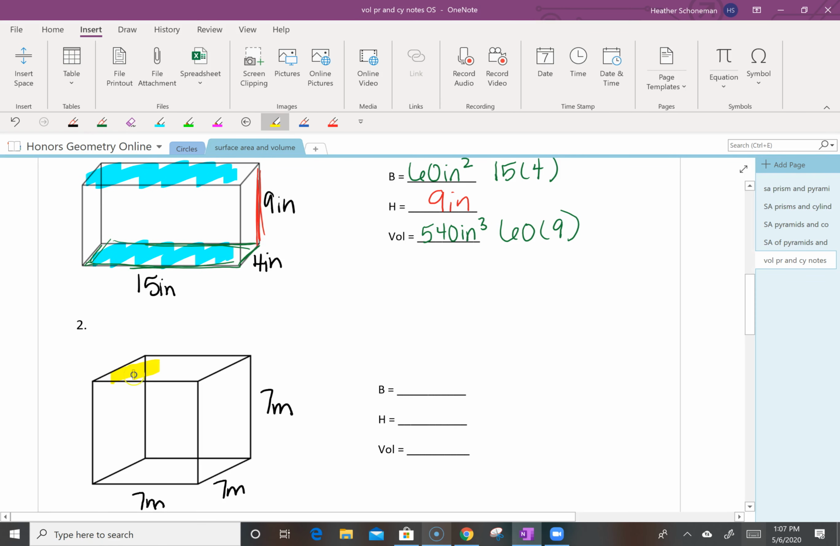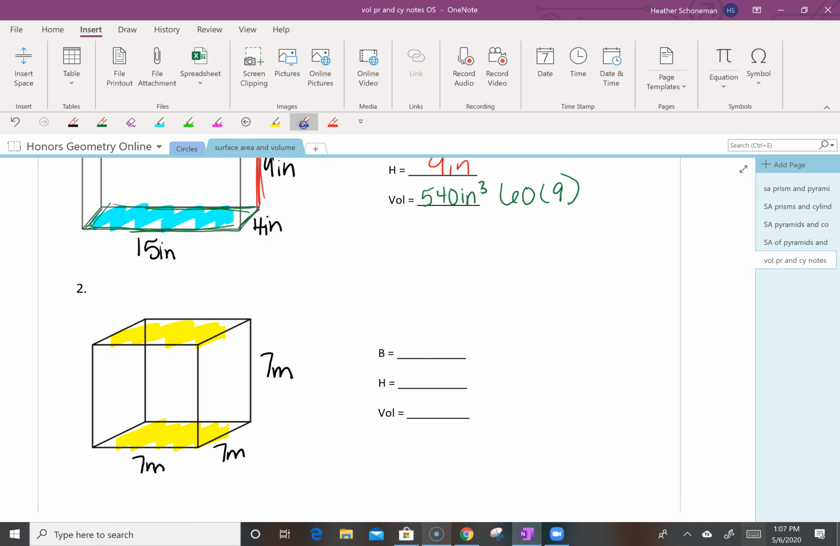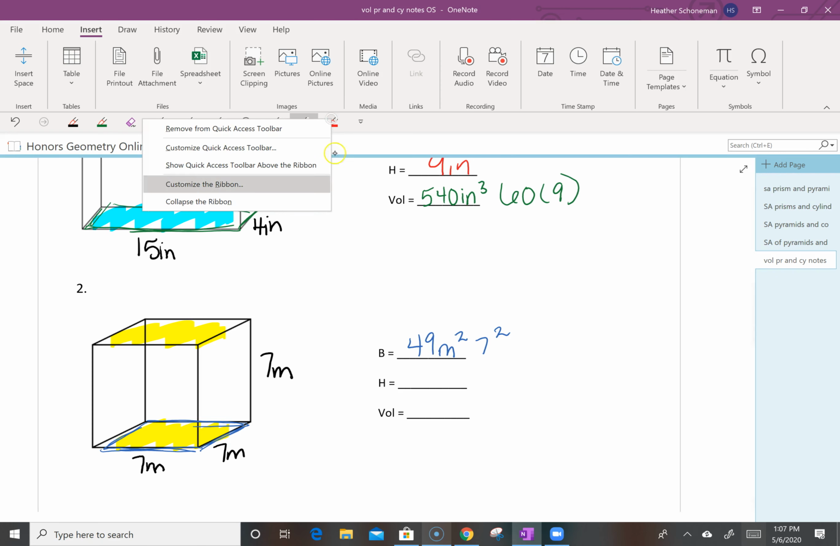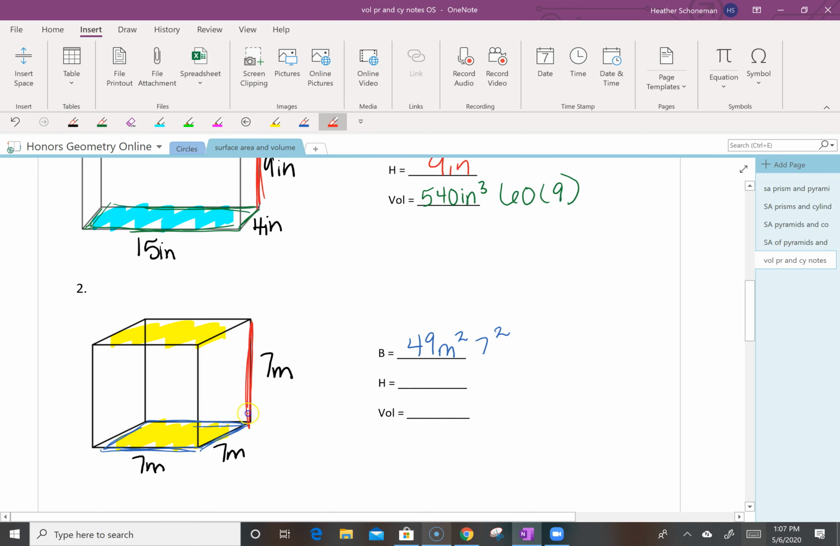All right, let's try another shape. This one is a cube. A cube is a prism because it's got two bases and all the sides are straight. Okay, so capital B is the area of one base. Well, this shape right here is a square. The area of a square is side squared. So 7 squared is 49, so we get 49 meters squared. Height is the distance between the two bases, which is 7 meters. And then volume is base times height. So I have 49 times 7, which gives me 343.